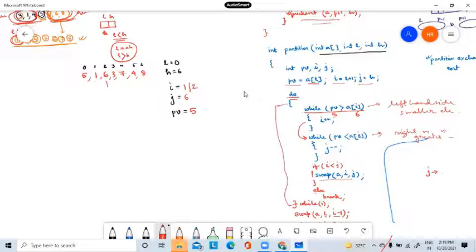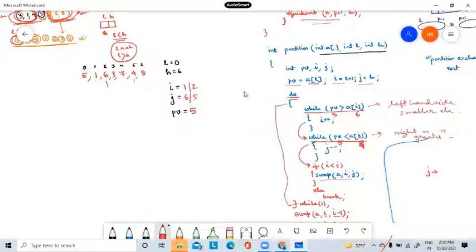Now it will move to the next while loop. Here pivot is 5. What is in A of J? A of J means A of 6. What is in A of 6? 8. 8 is greater than 5, satisfying, so it will do J minus minus. J becomes 5. So now J is in this position. What is the new Jth element? It is 4. Now 4 is not greater than 5, so it will come out from the loop.